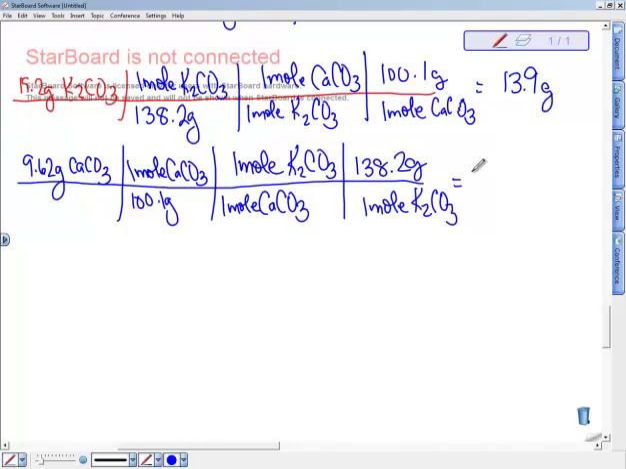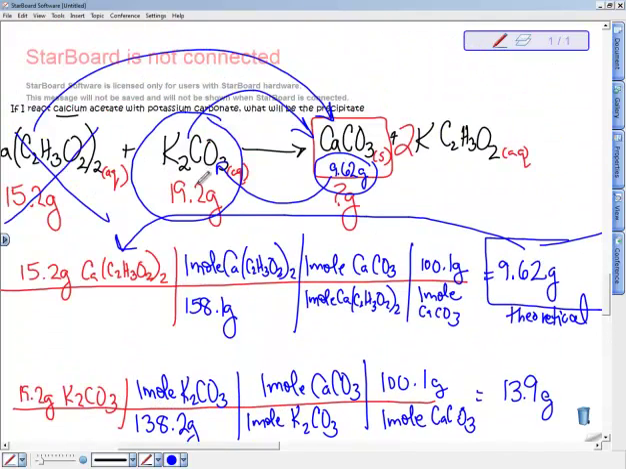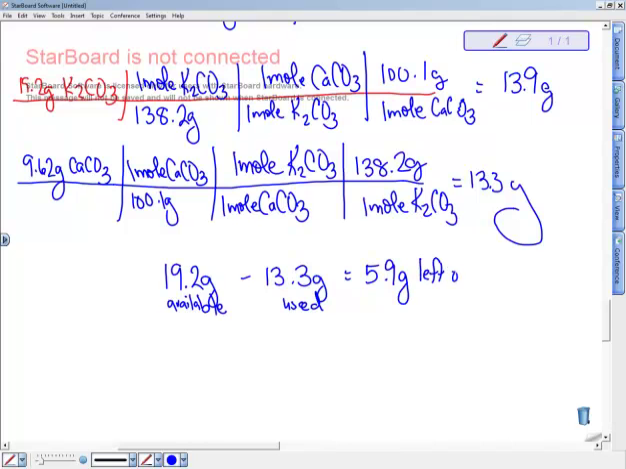We used 13.3 grams. How much was available to us? 19.2 grams was available. This is how much we were given in the problem. To figure out your excess, all you have to do is just subtract how much was used. All right, so 19.2 minus 13.3. You've got 5.9 grams left over. There you go. That's your excess.